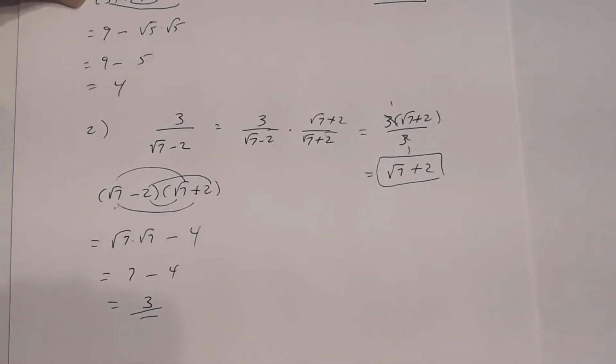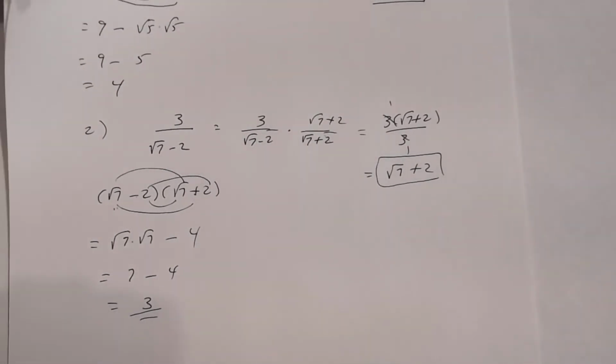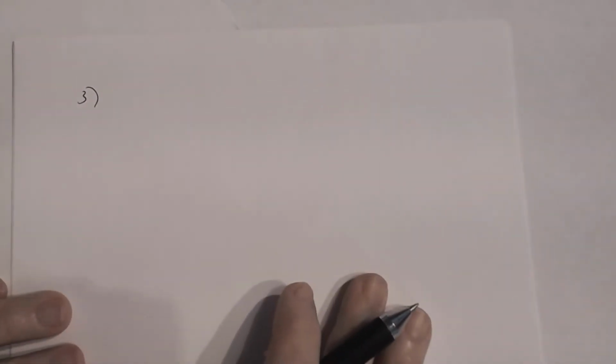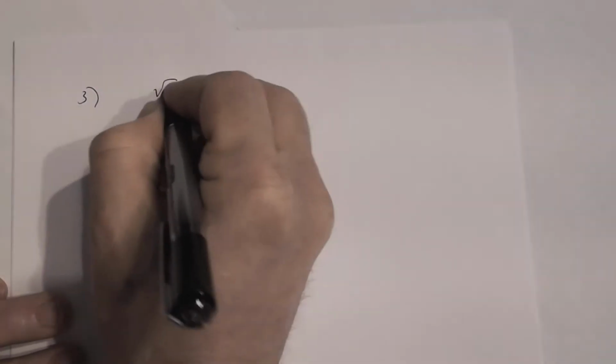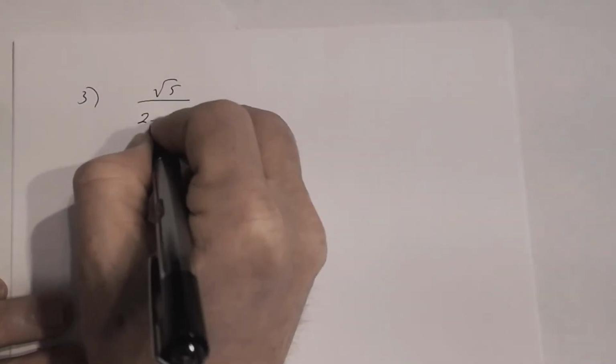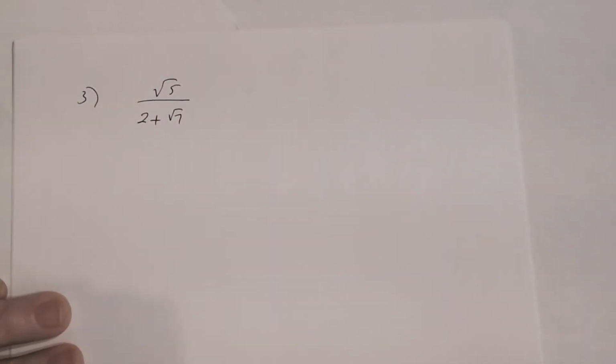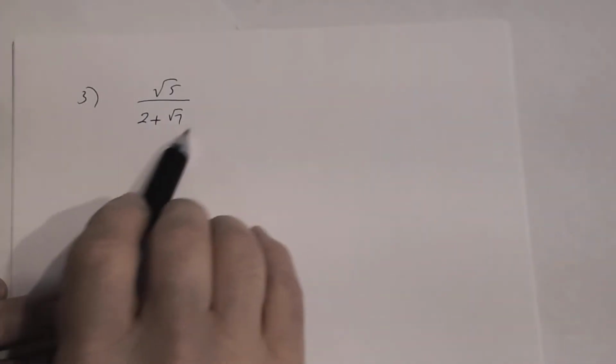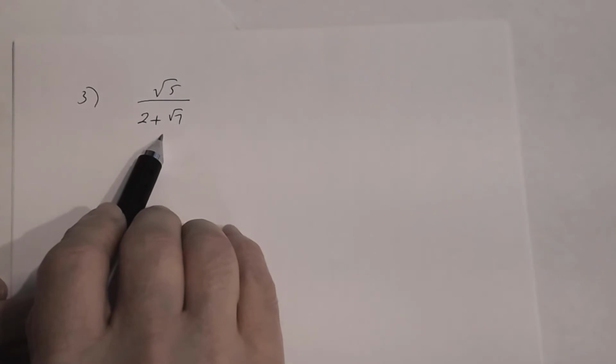Okay? All right, let's look at number 3. So number 3, we have this problem. We have the square root of 5 divided by 2 plus the square root of 7. Notice that I need to rationalize the denominator, so I don't want a square root in the denominator, so that's the idea of that rationalization.